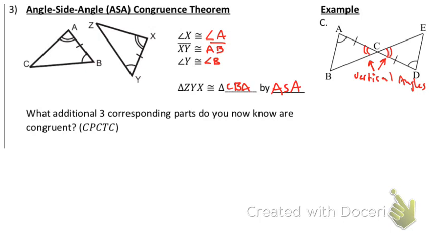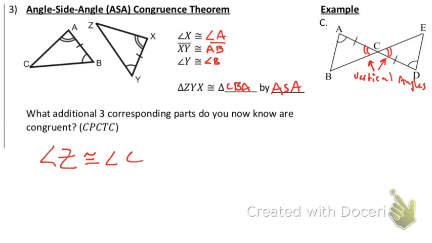All right. So I waited a little bit to talk about this, but what additional three corresponding parts do you know are congruent? So we know these are congruent. We know X is congruent to A for angles, Y is congruent to angle B. So if you look here, what angle are we missing? We already know the triangles are congruent, so we can then put their parts congruent. So I can now say angle Z is congruent to angle C. That's an additional part we can talk about now because the triangles are congruent.